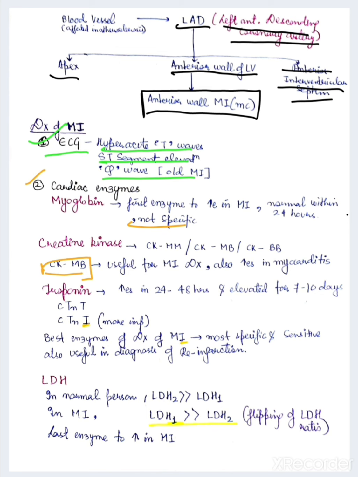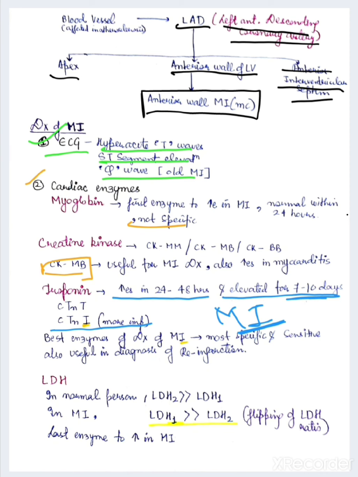Now the troponin, third cardiac enzyme, which increases in 24 to 48 hours, elevated for 7 to 10 days, and it's of two types, cardiac troponin T and cardiac troponin I. So I is more important. We can remember it by MI. That's why MI, you can remember like that. C, cardiac troponin I, which is more important. It is the best enzyme for diagnosis of MI, most specific and sensitive, and also useful in diagnosis of reinfarction.